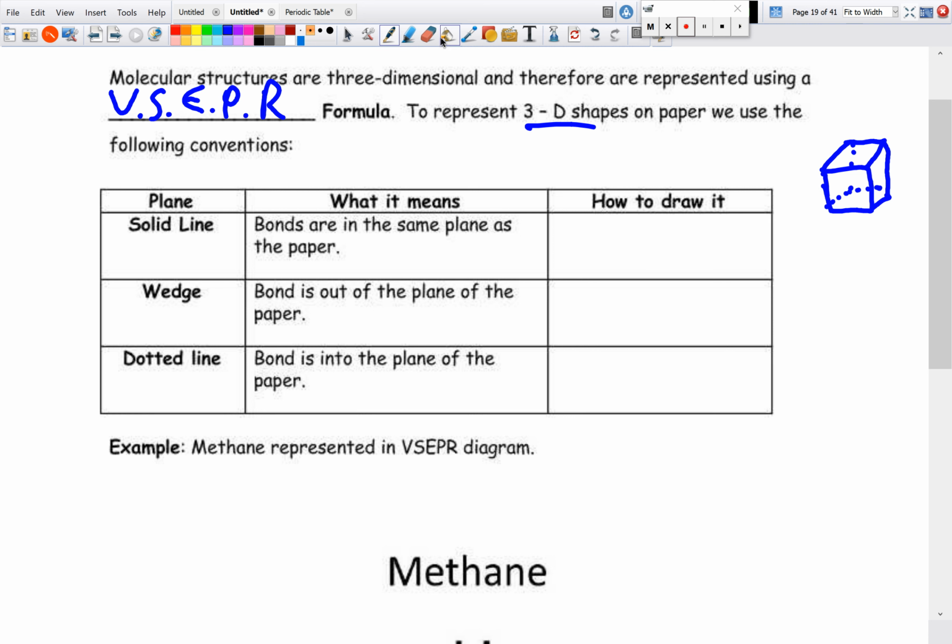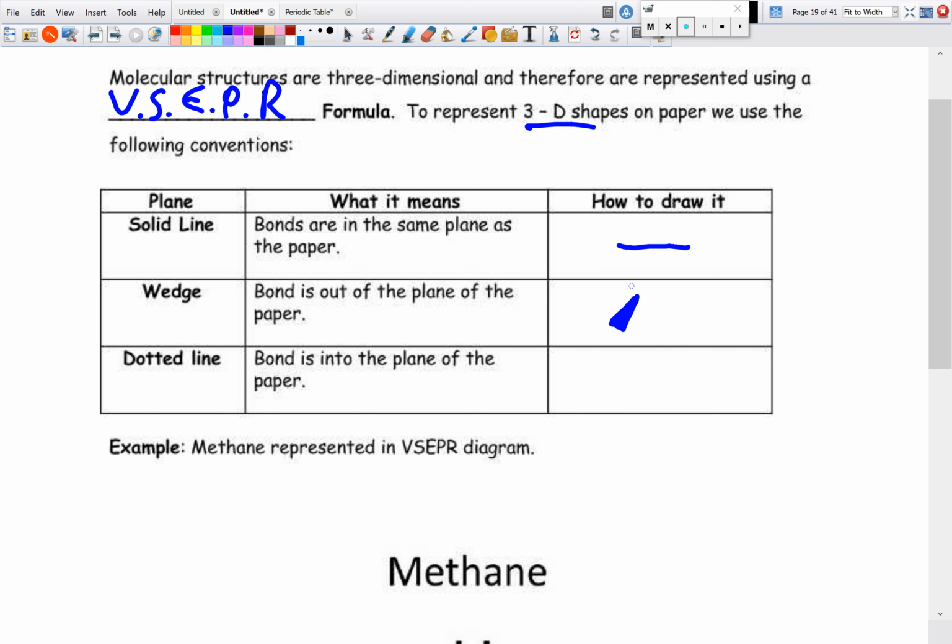So when we see a solid line, I'm just going to erase this cube. When we see a solid line, this means that the bonds are on the same plane as the paper. So a solid line is just going to look like that. That means if the molecule is lying down on the table, it is going to be completely parallel with the paper. Now, you are going to see wedges, and they're going to look like this.